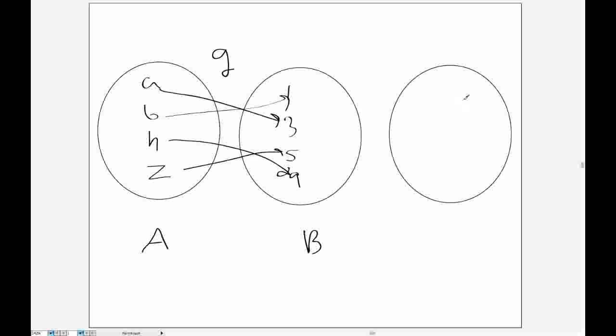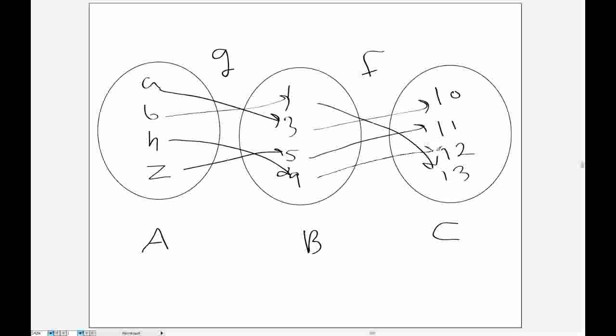Now, let's say that there is this other domain, C, that has elements, doesn't matter what they are, we'll call them numbers, such as 10, 11, 12, 13. And there exists another function, f, that maps elements of B into this domain C. 1 goes to 13, 3 goes to 10, 5 goes to 11, and 9 goes to 12. So you can see g maps A onto B, f maps B onto C. So the composition of f of g is just a function that would map A all the way onto C.